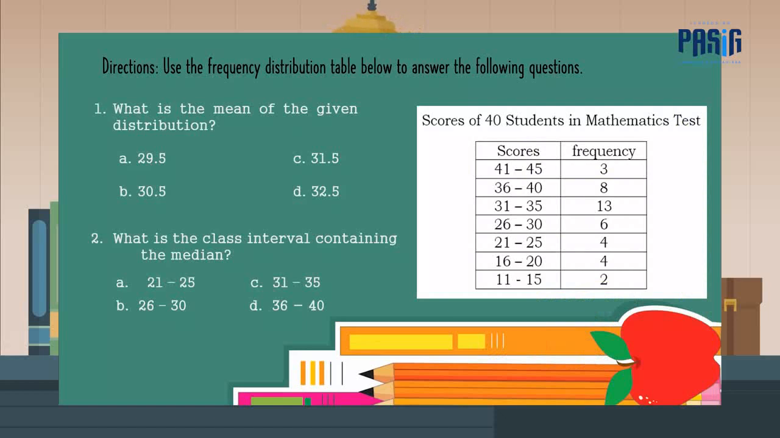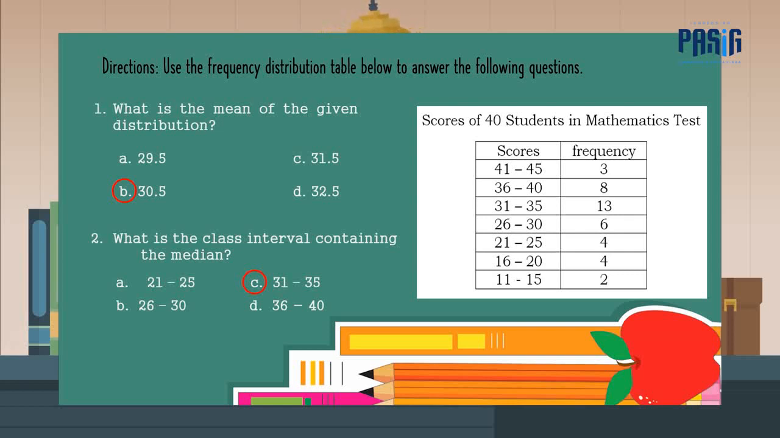Direction. Use the frequency distribution table below to answer the following questions. Number 1. What is the mean of the given distribution? Answer B. 30.5. Number 2. What is the class interval containing the median? The correct answer C. 31 to 35.